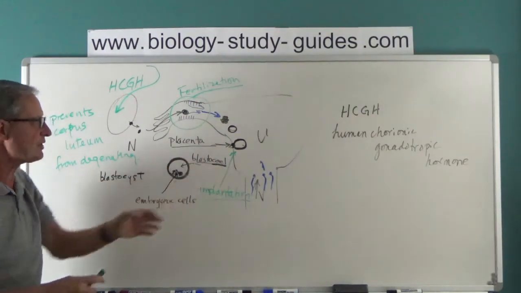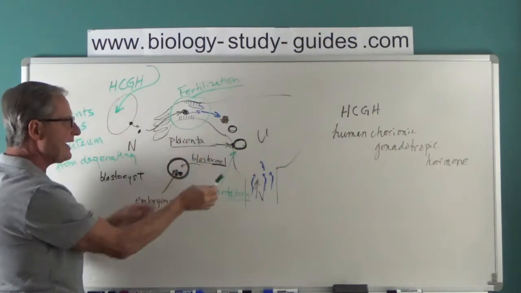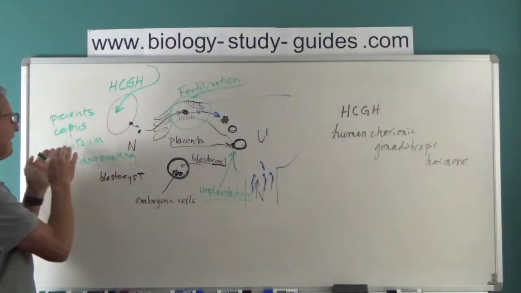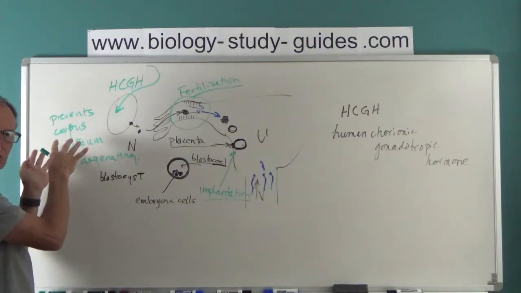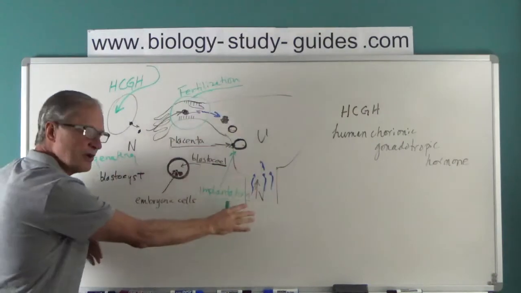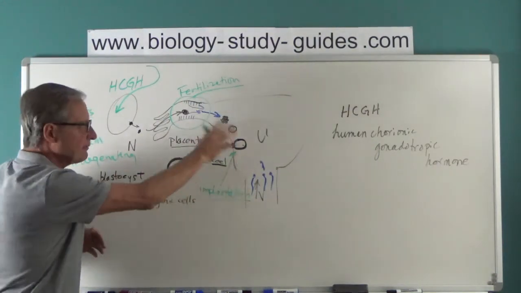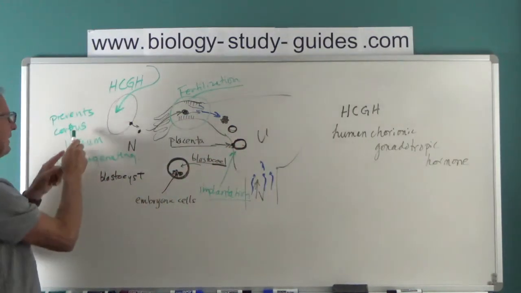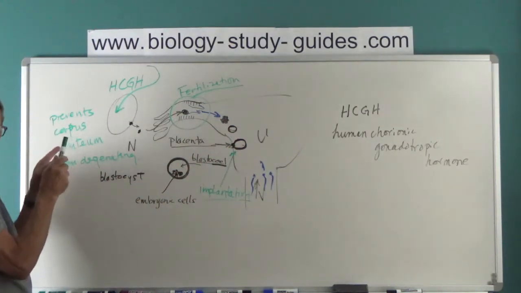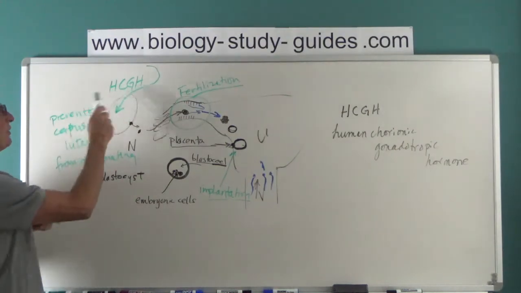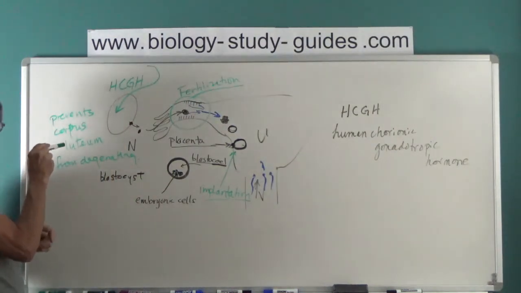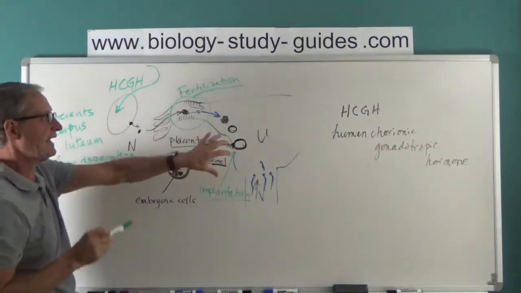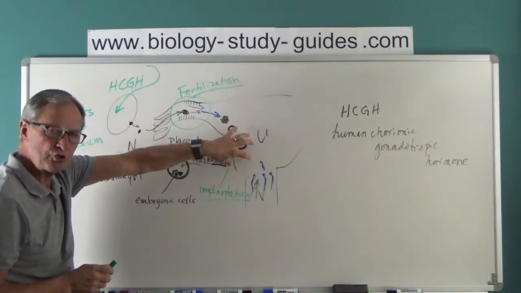You don't want menstruation to happen. You don't want to lose that inner lining. That would cause the placenta to be lost out the vagina. So by maintaining progesterone, menstruation isn't going to happen. The lining isn't going to be sloughed off, but this thing would normally degenerate after about 10 days. HCGH, human chorionic gonadotropic hormone, prevents that from happening. It maintains the corpus luteum, which in turn maintains the inner lining of the uterus.